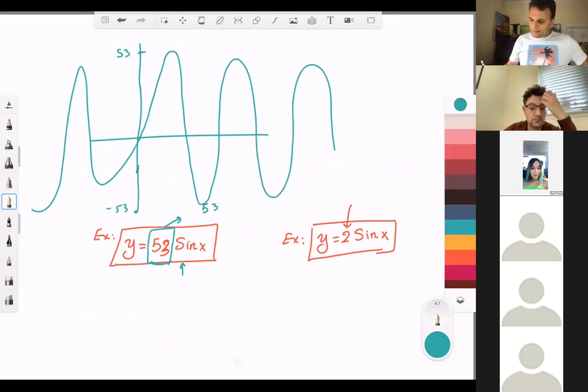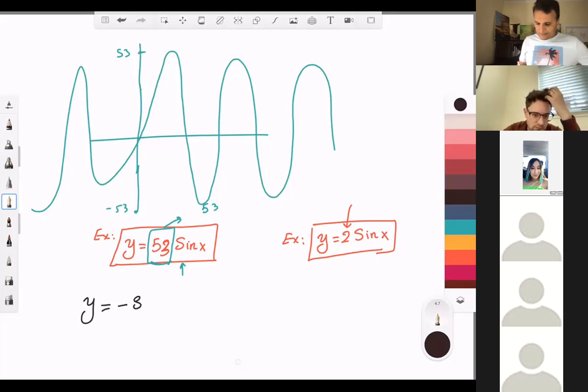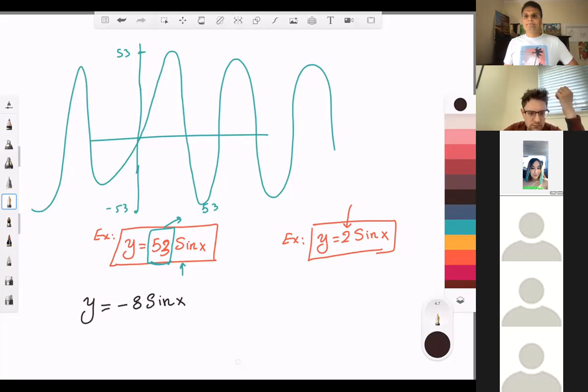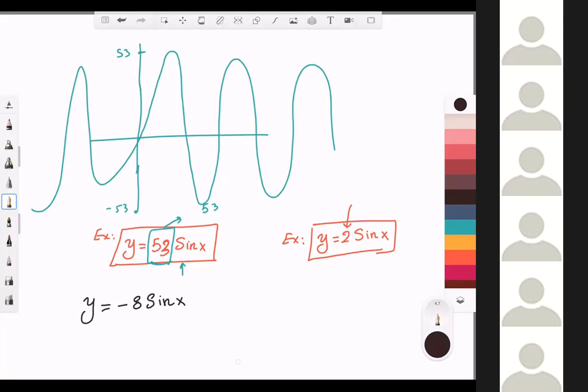Let's have one spicier amplitude question for you guys. y equals negative 8 sine of x, what is the amplitude? If I ask Karen, I'm sure she knows. Karen, what's the amplitude? Negative 8? No. Good try. Jake is still connecting. Jake, what's the amplitude?